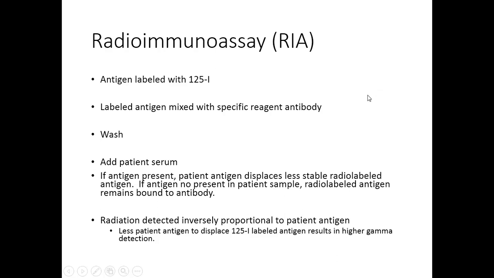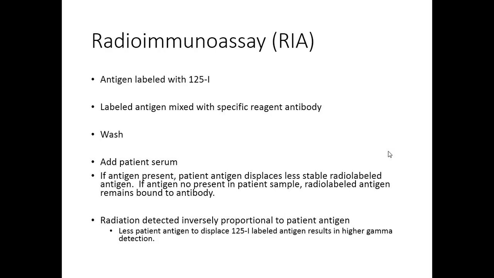So if you have a low level of patient antigen, that means radioactive antigen remains bound to the reagent antibody. So you end up with a high level of what? Radioactivity, right? A lot of gamma radiation. So low patient concentration of antigen means a lot of radioactivity, inversely proportional. If more patient antigen displaces this radioactive stuff, we have a lot of patient antigen attached to this antibody and very little labeled. So you end up with high concentrations of patient sample and low concentrations of radioactivity, inversely proportional.